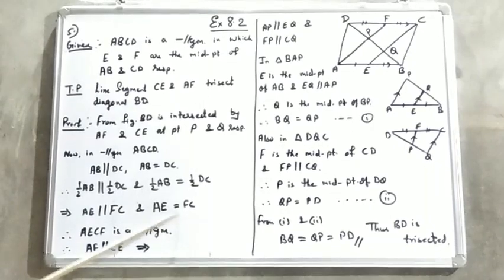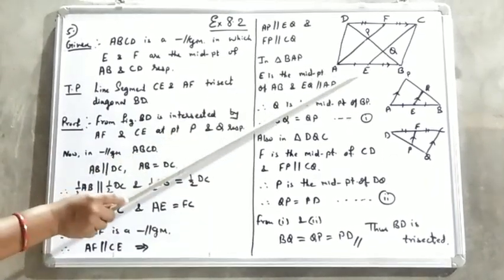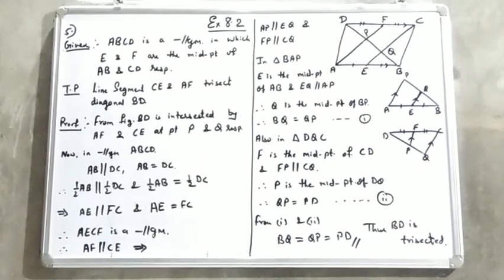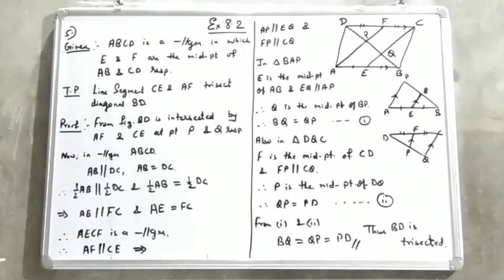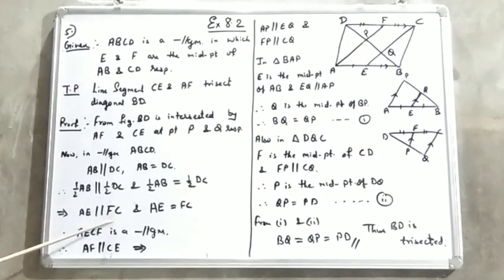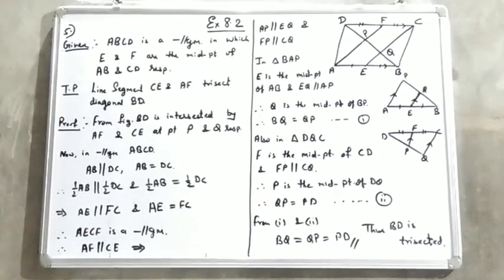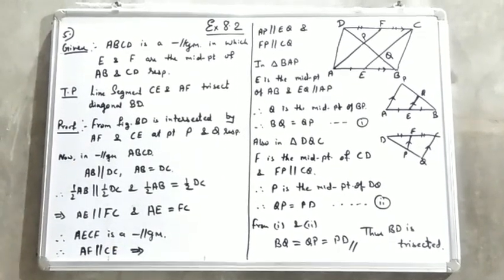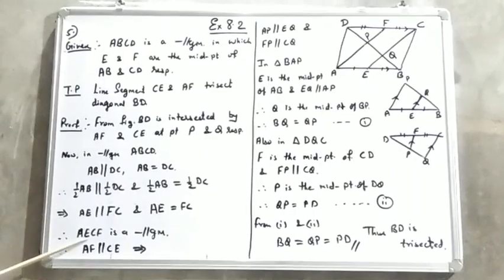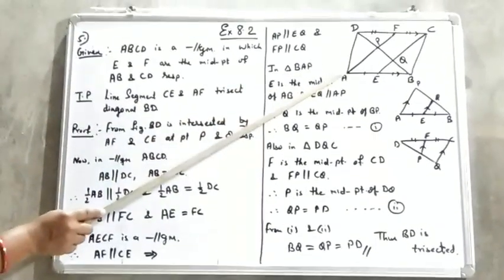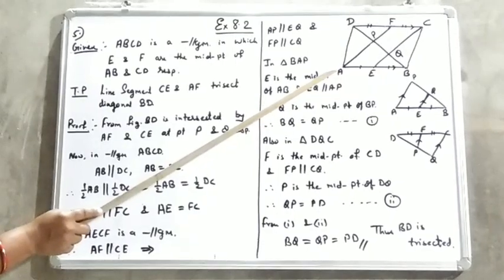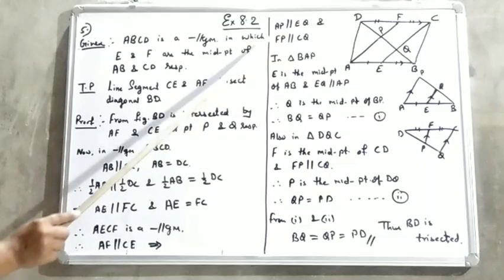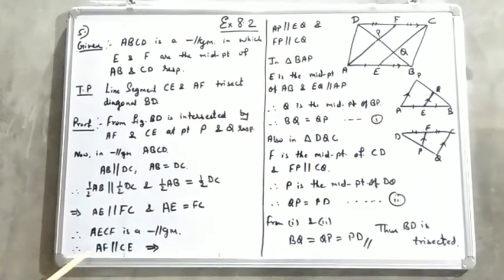By this property, quadrilateral AECF is a parallelogram, because one main property we have proved: opposite sides are parallel and opposite sides are equal. Therefore, the given quadrilateral becomes a parallelogram. After saying that AECF is a parallelogram, we can say the other two sides are also parallel and equal. So AF is parallel to EC. AF is parallel to CE.